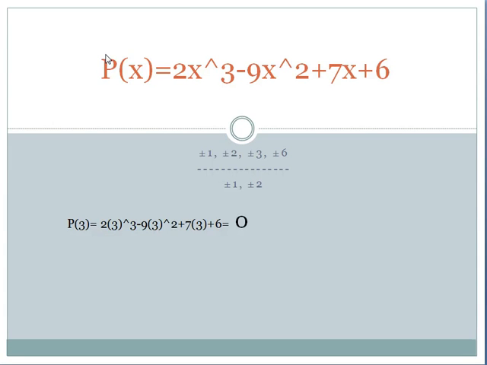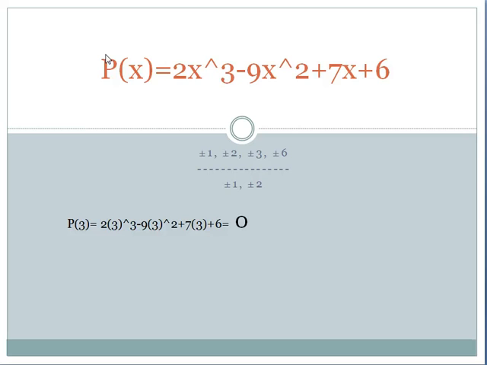Moving on, we can see that with this equation the best way would be to find factors of it. Now with this being 2x to the power of 3, that means it has factors of 1 and 2 as the denominator. Then for the numerator, we have factors of 6: plus or minus 1, plus or minus 2, plus or minus 3, plus or minus 6.